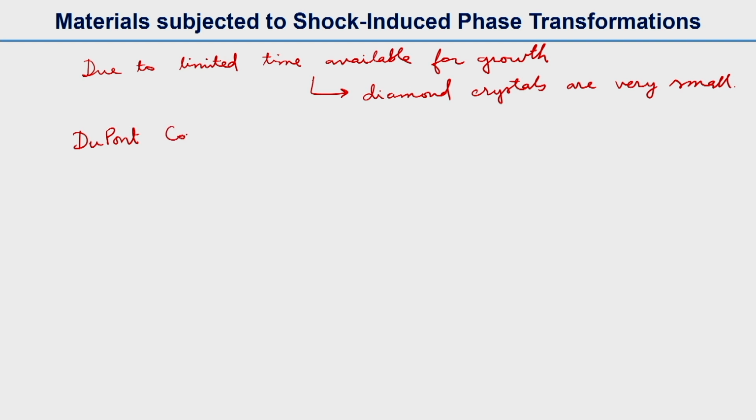Dept and company used to produce diamond using this method. They used this method as a commercial method, that means using shock loading. In these methods, rapid cooling is required.